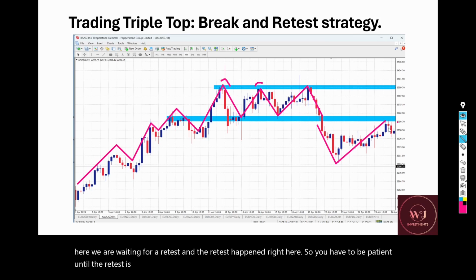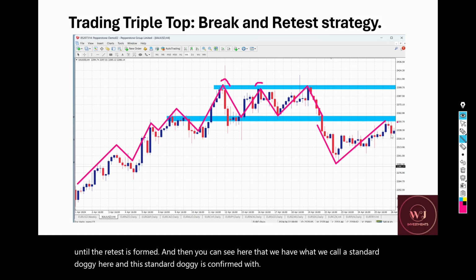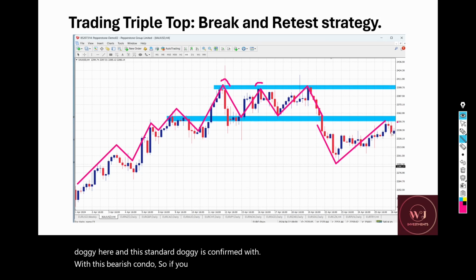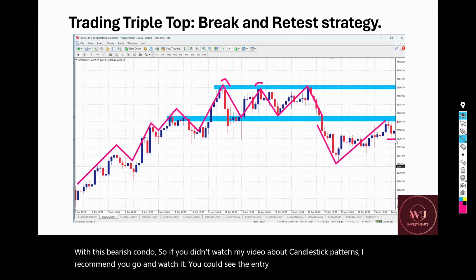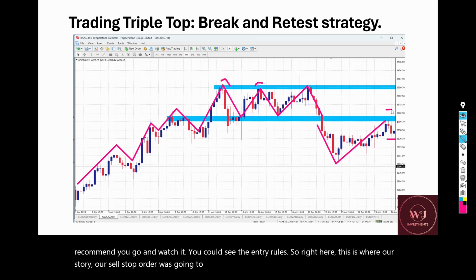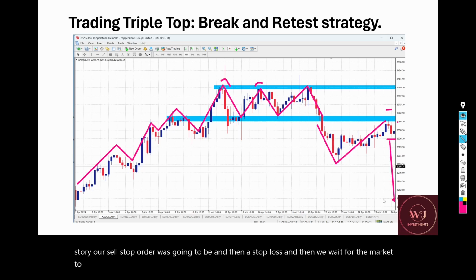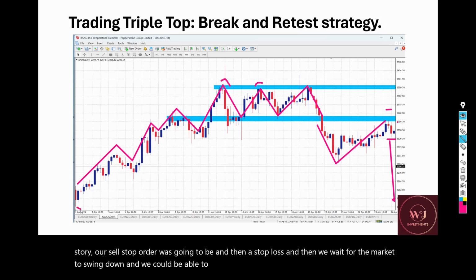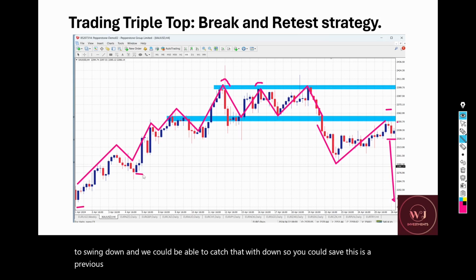And then you can see here that we have what we call a standard doji, and this standard doji is confirmed with this bearish candle. So if you didn't watch my video about candlestick patterns, I recommend you go and watch it. You could see the entry rules. So right here, this is where our sell stop order was going to be, and then the stop loss, and then we wait for the market to swing down, and we could be able to catch the wave down. So you could see if this is a previous level of support, this is also a level of support. So this could be take profit 1, and this one could be take profit 2.